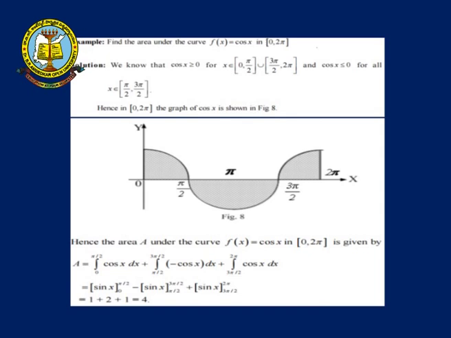The area is divided into 3 parts. One is 0 to pi by 2, which is positive, cos x greater than or equal to 0. Pi by 2 to 3 pi by 2 is on the bottom side, and 3 pi by 2 to 2 pi is on the top side. Then for the area: first the upper side area, plus the middle downside area, plus the upper side area.